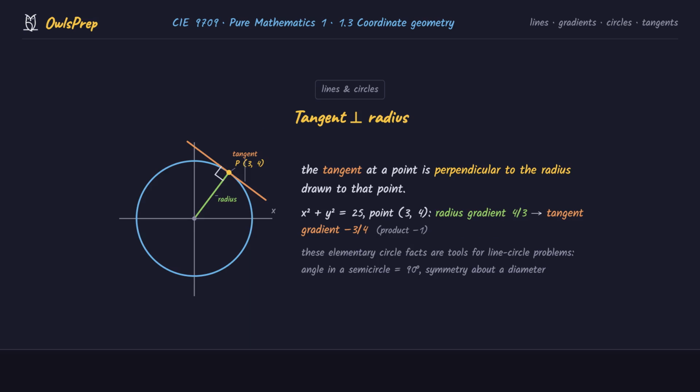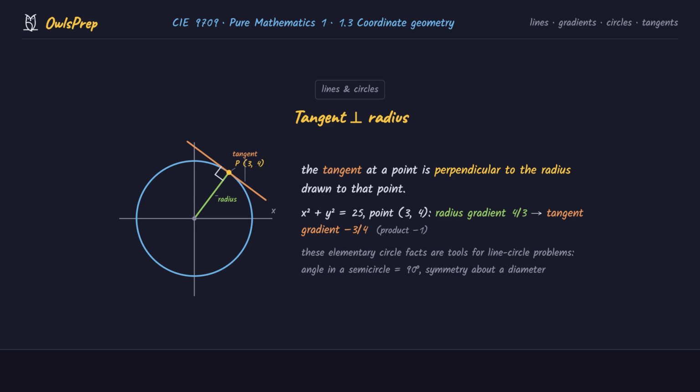Here's a key property. The tangent to a circle at a point is perpendicular to the radius drawn to that point. That's it: tangent perpendicular to radius. So to find the gradient of a tangent, you find the gradient of the radius, then take its negative reciprocal, the perpendicular gradient, because perpendicular lines have gradients that multiply to minus 1.